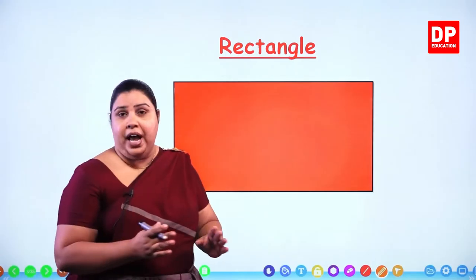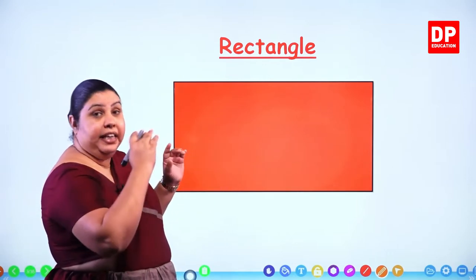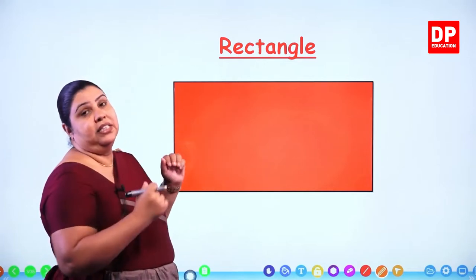Rectangle. This is not a square. This is long. It is in the shape of a box, but it is longer than a square.